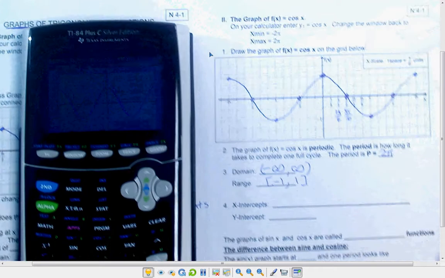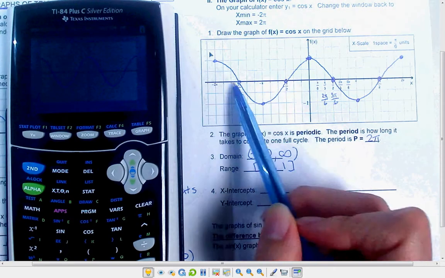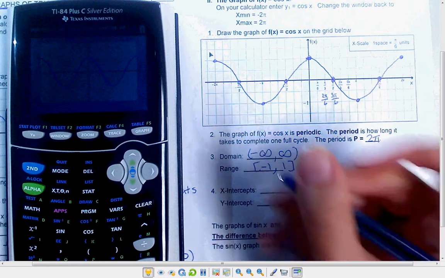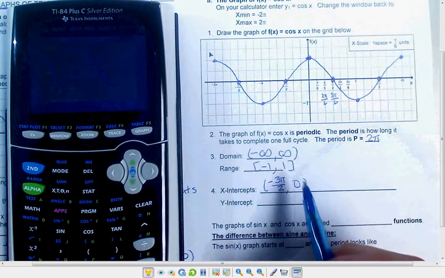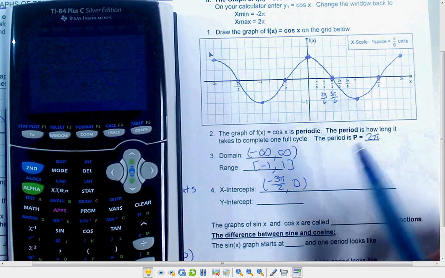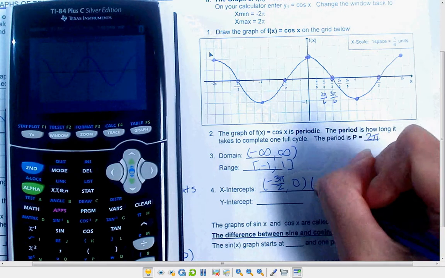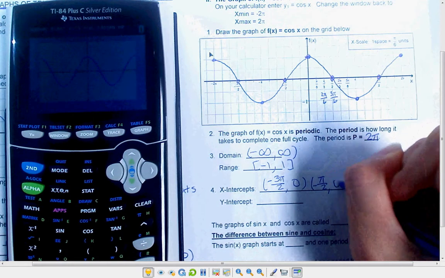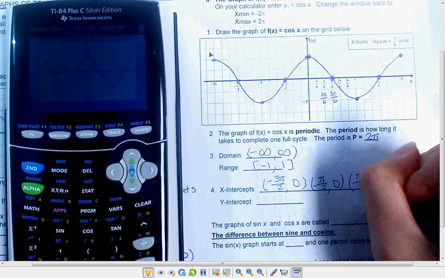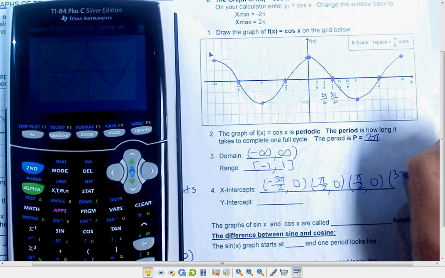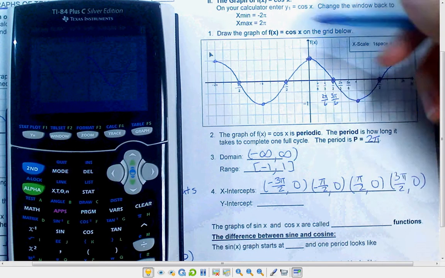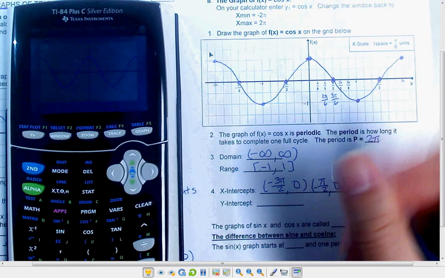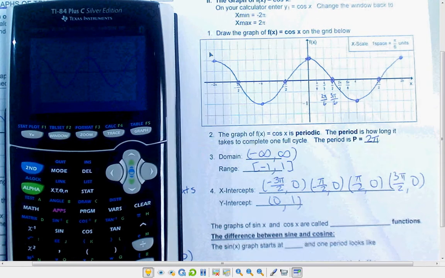Our x-intercepts, so these are a little bit different. This time we only have 1, 2, 3, 4. And we have negative 3 pi over 2, 0. 0 is our y value, which is just a 0. We have negative pi over 2, 0. Pi over 2, 0. And then 3 pi over 2, 0. And our y-intercept here is up here, which is at 0, 1.